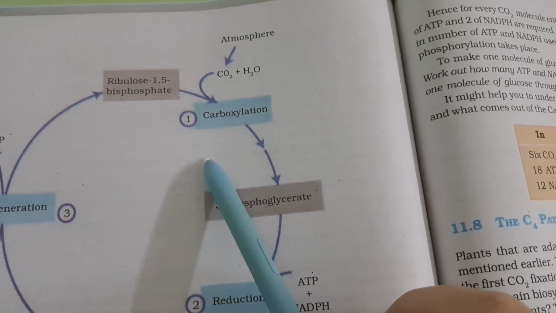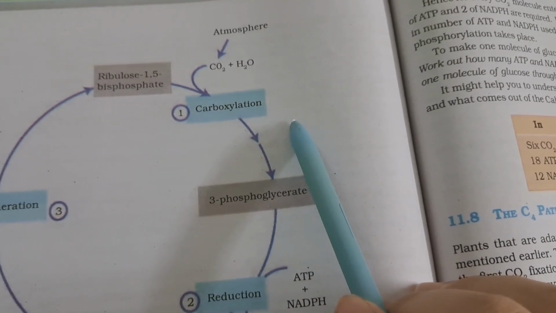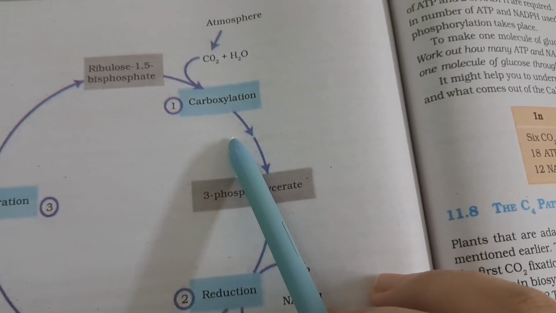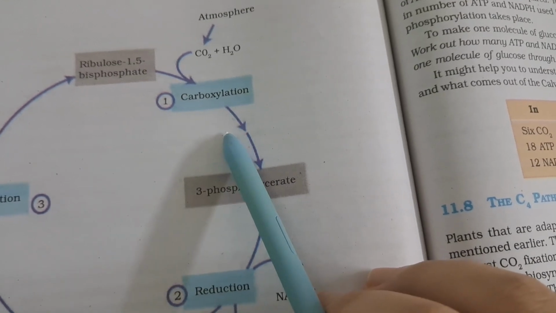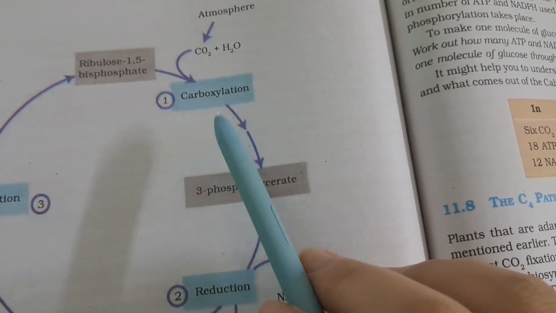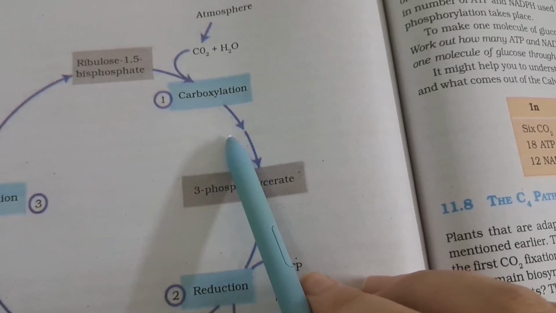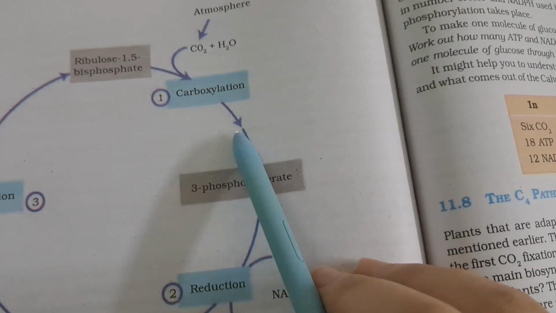So we say that we get 2 molecules of a 3-carbon compound. We get 2 molecules of PGA. That is why we say that we get the first stable product as PGA, a 3-carbon compound, but 2 molecules of the 3-carbon compound we used to get.